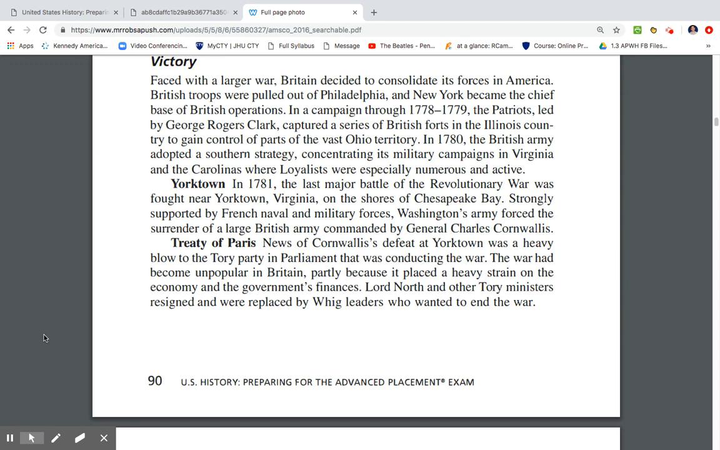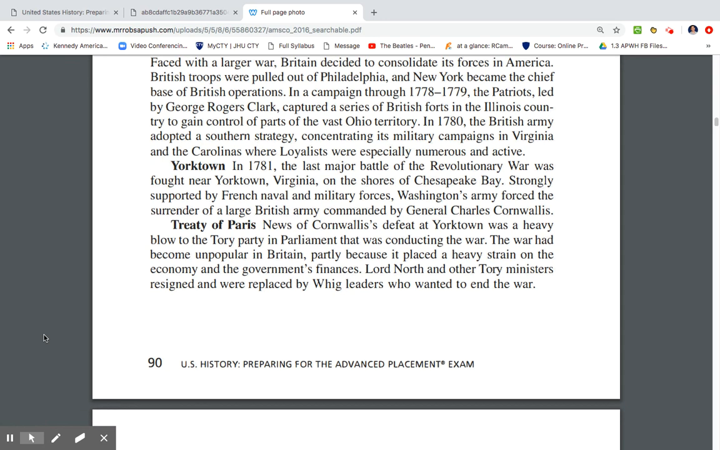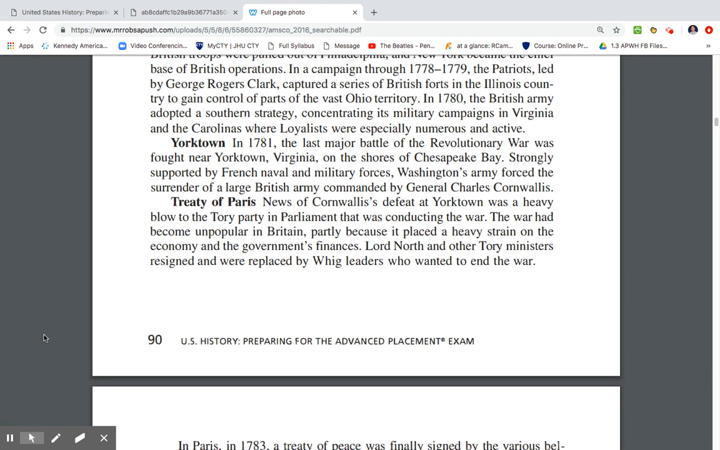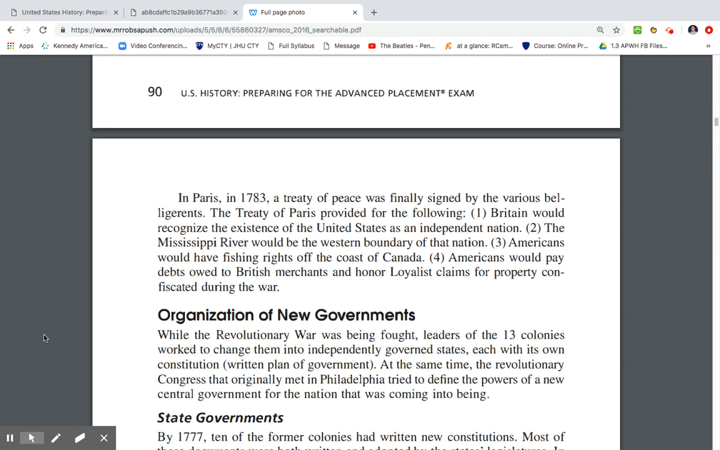The war had become unpopular in Britain, partly because it placed a heavy strain on the economy and government's finances. Because remember, they're also dependent on the raw resources coming from colonies. Lord North and other Tory ministers resigned and were replaced by Whig leaders to end the war. In Paris, 1783, the Treaty of Peace was finally signed by various belligerents.